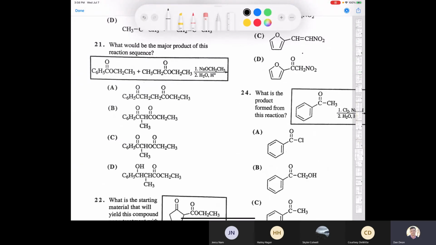Question 21, what would be the major product of this reaction sequence? So let's see here. We've got ethyl benzoate, which is the first compound, and then we've got ethyl propionate, which is the second ester. We're taking those and we're treating them with sodium methoxide and then water and acid.